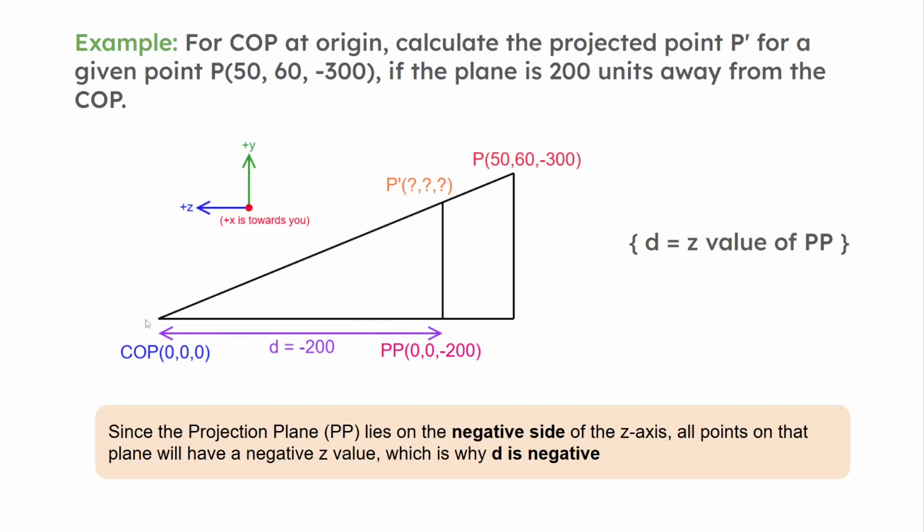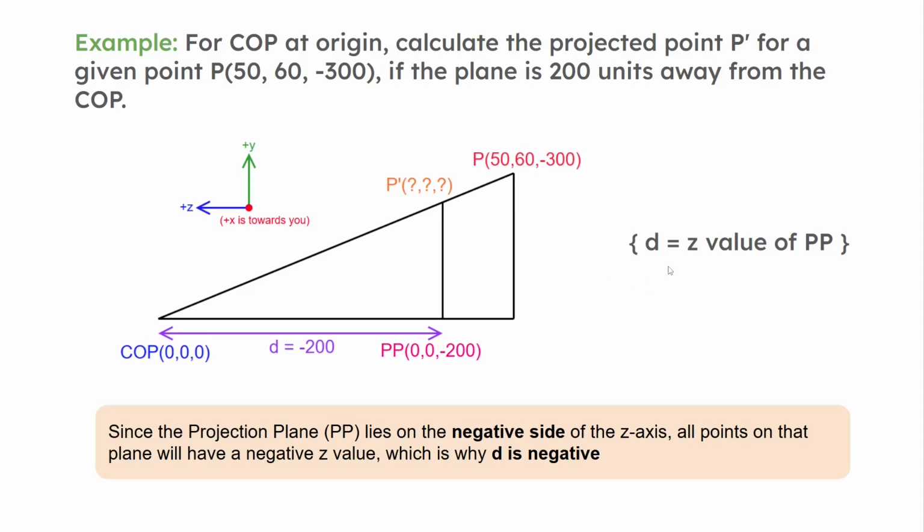As I said earlier, this base is actually the z-axis. Everything on the z-axis has an x value of 0 and y value of 0, but their z value varies. So everything to the right of this COP point, since the COP is at origin, has a negative z value. For this 0, 0, d point, or the center of the projection plane, its z value is negative 200. As said earlier, the distance between projection plane and COP is 200. This smaller h indicates our projection plane, or at least a portion of it. The P prime point, our projected point, will appear on this plane. So it is here. And our target point, which is P, is here, 50, 60, minus 300.